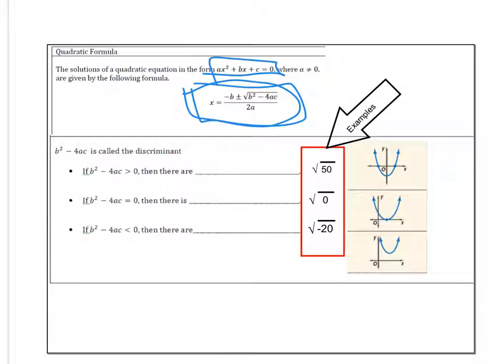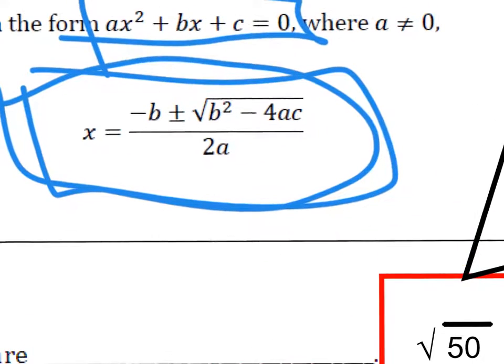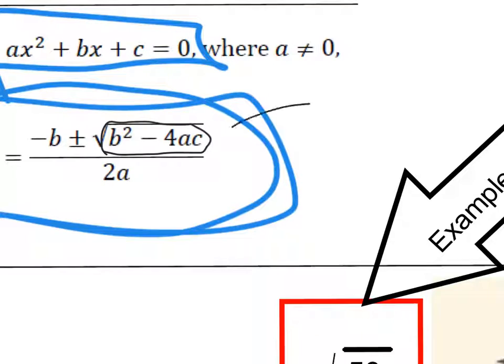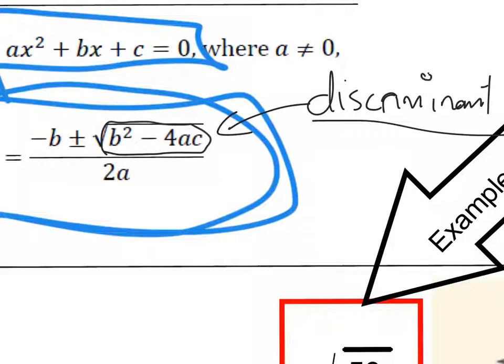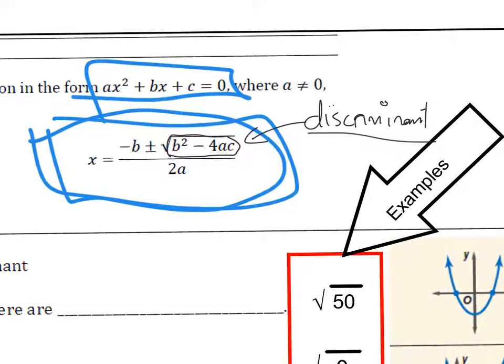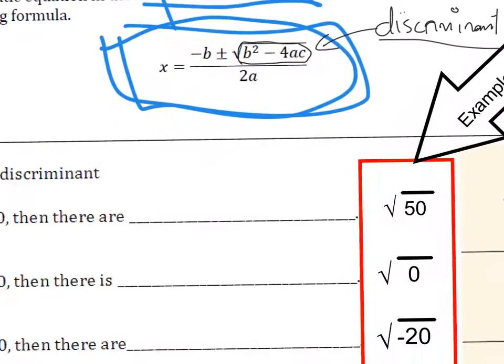Now, this little part underneath, the b squared minus 4ac, has a very distinct name. This part is called the discriminant. All right, and what the discriminant is, is this. The discriminant tells you how many answers you should have. It doesn't tell you what they will be. It doesn't tell you what they are. It just tells you how many answers you should have.